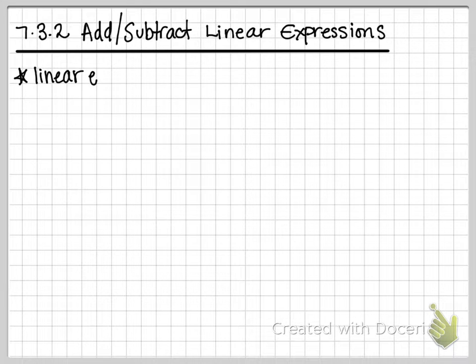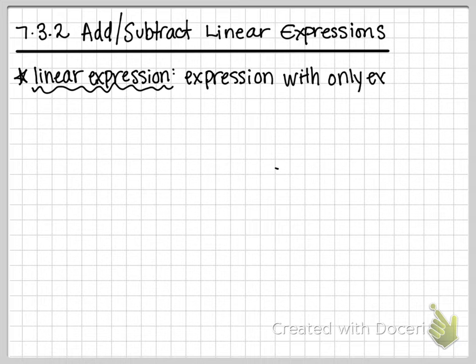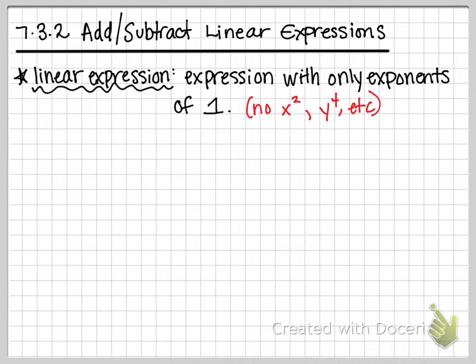Here we go. First term: a linear expression. We talked a little bit about this yesterday when we were talking about like terms. A linear expression is an expression that has only exponents of 1 on the variable. And often the 1 is imaginary. Remember we talked about that?